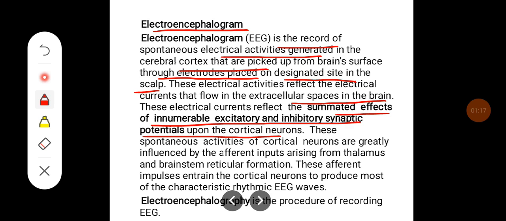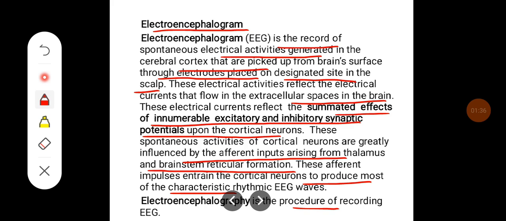These spontaneous activities of cortical neurons are greatly influenced by afferent inputs arising from the thalamus and brainstem reticular formation. These afferent impulses enter the cortical neurons to produce most of the characteristic rhythmic EEG waves.